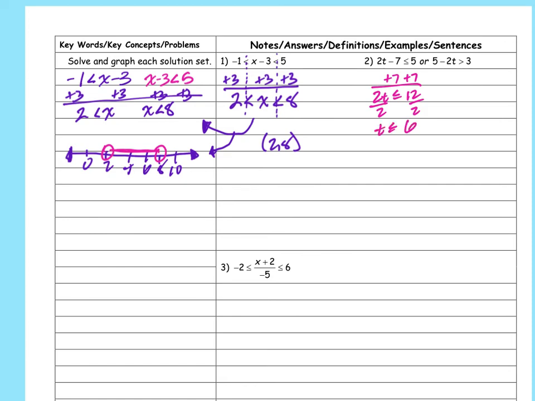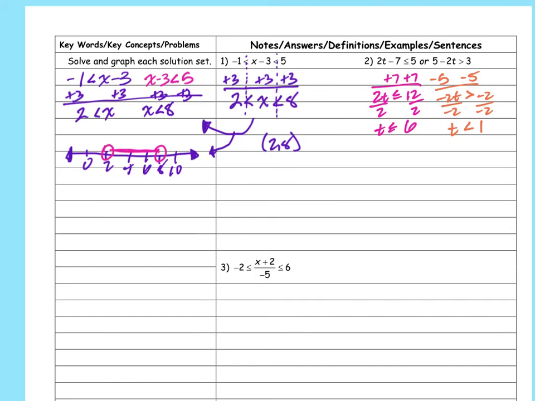And then the second one here, we're going to subtract 5, and I get negative 2t is greater than negative 2. Divide by negative 2. T is less than 1. So remember, I divided by a negative number, so that inequality sign has to switch directions. That's the one rule, the one thing that's different than with equal signs. If I multiply or divide by a negative number, I switch the direction of the sign.